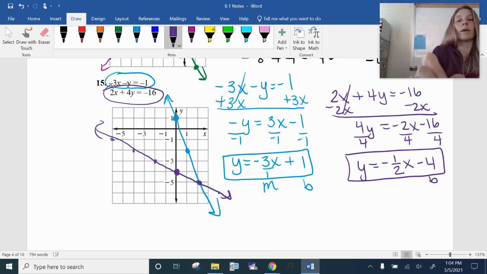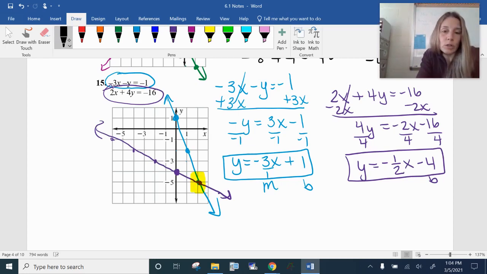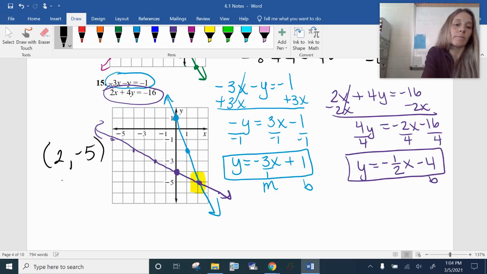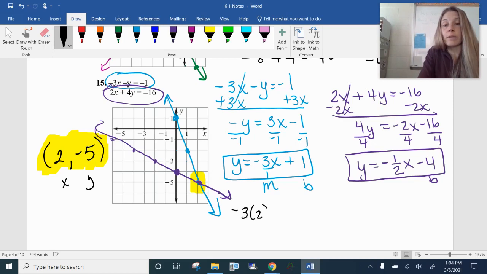Okay. Now it looks like they're intersecting right here at this point, which is 2 and negative 5. So let's check it to make sure that 2, negative 5 is the solution. So 2 for my x, so I'd have negative 3 times 2 minus the negative 5 for my y. Negative 6 plus 5 does equal negative 1.